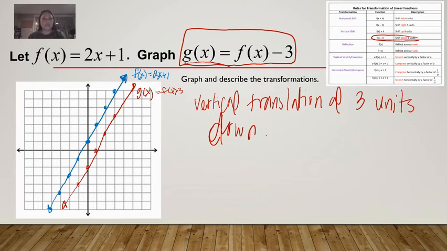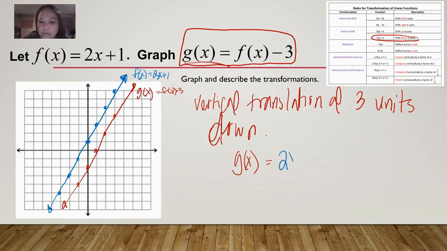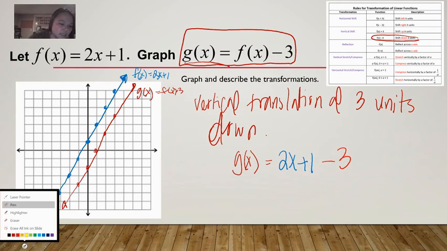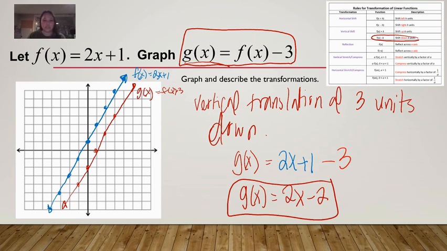Another way you can solve for this is to substitute the information in. If I want to get g of x, I'm going to plug in f of x. I know f of x is 2x plus 1, so I'm going to plug in my original 2x plus 1, but it's just to subtract 3, like so. Then I'm going to get my g of x. This is just another method of finding the equation to graph. So it would be 2x minus 2. So g of x is equal to 2x minus 2.